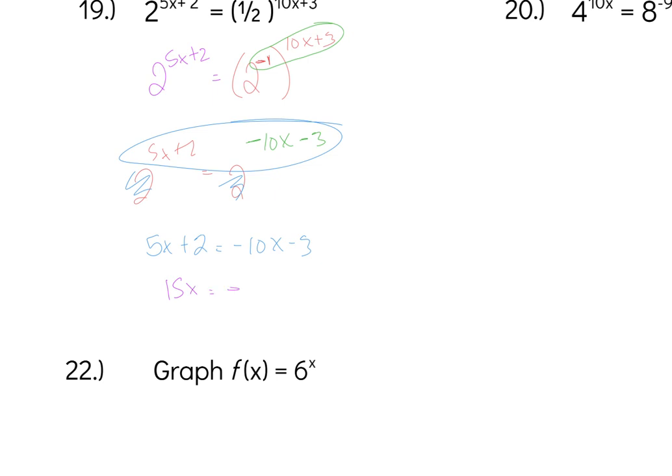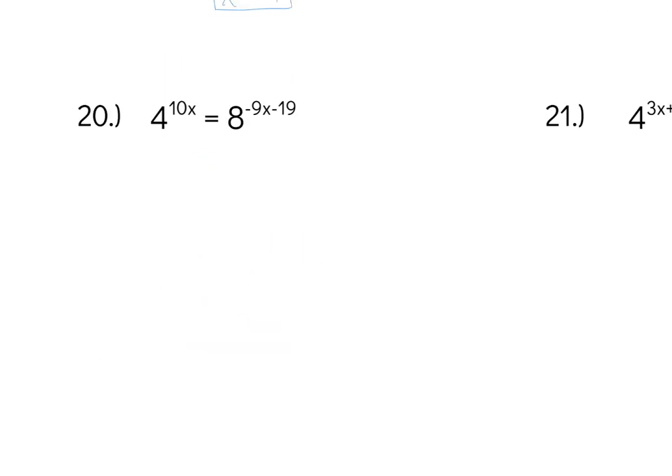I'm going to subtract 2 to get negative 5. Divide by 15 to get negative 1/3. This might seem a little trickier, but it's because we need to change both bases. You could probably see that 4 is really 2 squared. 8 is really 2 cubed. And then can't forget our original exponents, right?